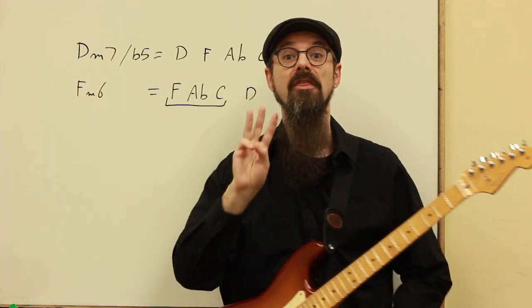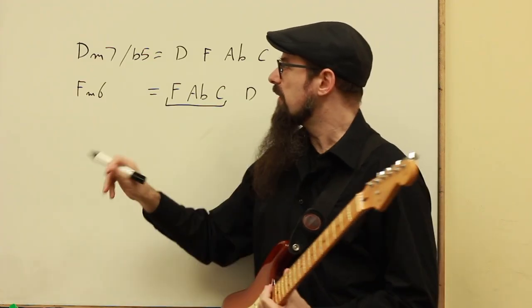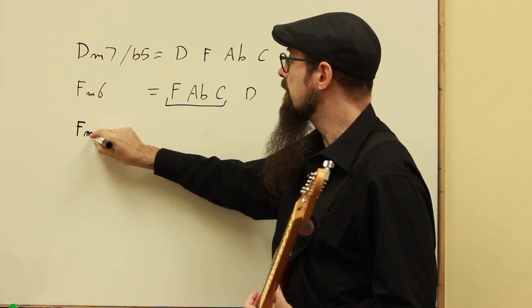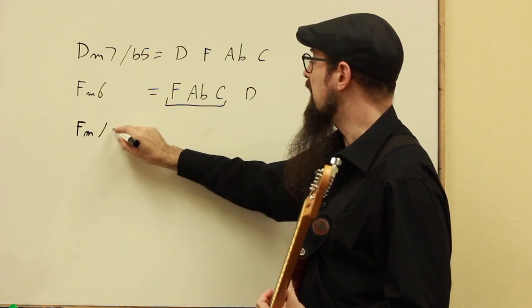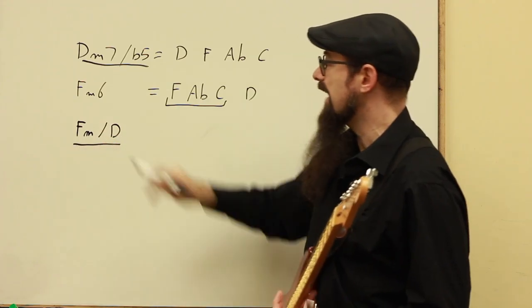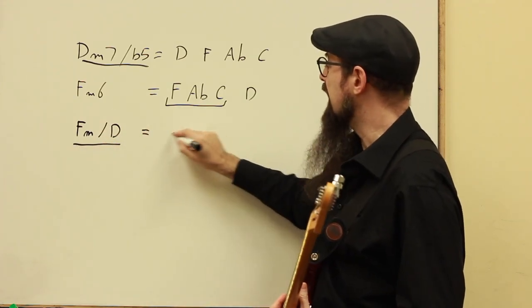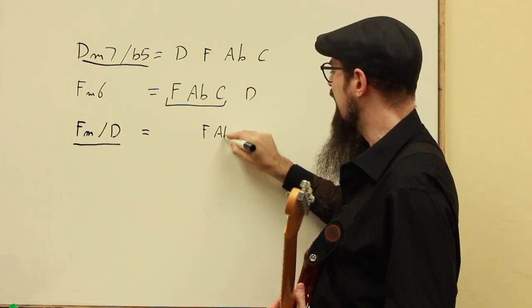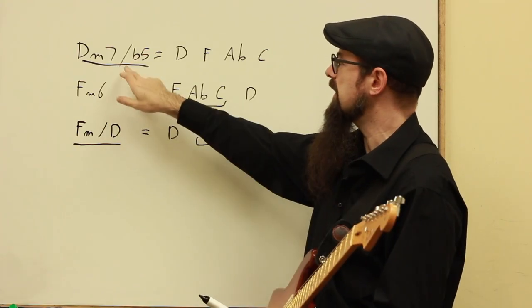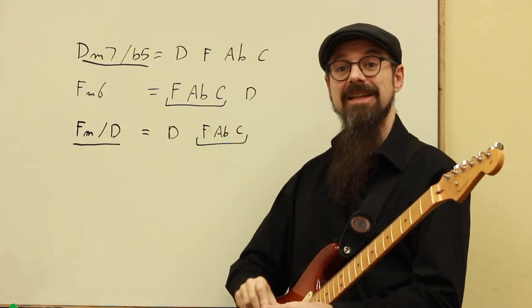And indeed, there is also a third way to write these, which is very similar. For instance, I could also write an F minor with a bass of D, in which case this chord and this chord would be exactly the same, because F minor with a bass of D would be exactly that. I write an F minor, F, A flat, C, and I put D as the lowest note. So in this case, D minor 7 flat 5 and F minor slash D would be the exact same chord.